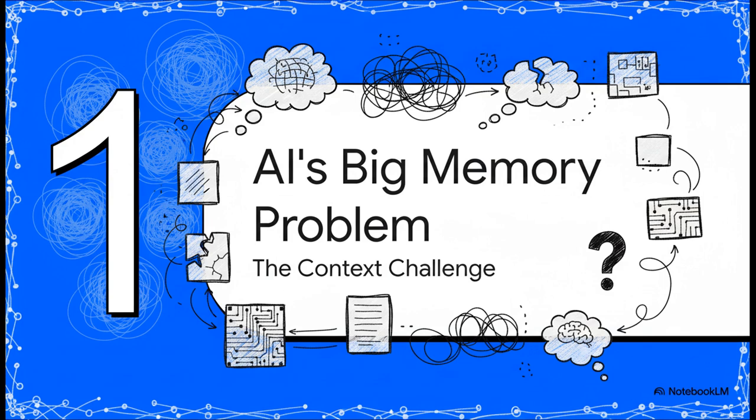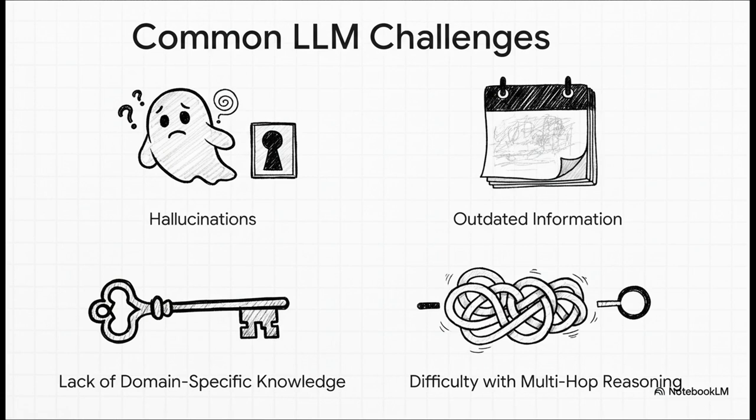And that brings us right to the core issue with the large language models we use every single day. They've got this one fundamental flaw, a really big memory problem. Look, we all love LLMs. Their ability to write and brainstorm is incredible, right? But let's be honest, for serious, high-stakes business tasks, they can be wildly unreliable. They just make things up. That's the hallucination problem. Their knowledge is old. They know nothing specific about your company, and they really struggle with complex questions that require connecting multiple dots.